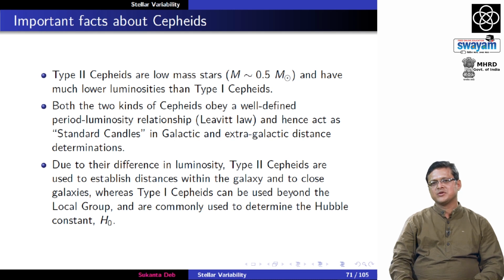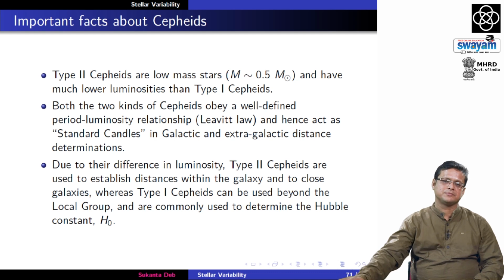Due to their differential luminosity, type 2 Cepheids are used to establish distances within the galaxy and to close galaxies, whereas type 1 Cepheids can be used beyond the local group and are commonly used to determine the Hubble constant H naught.